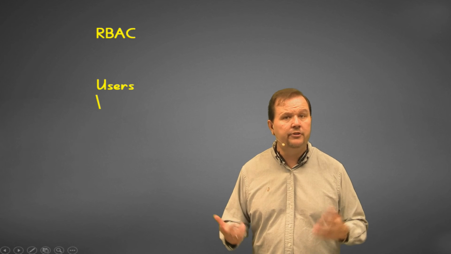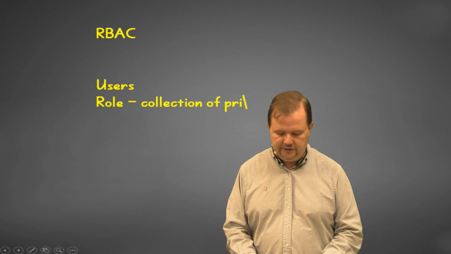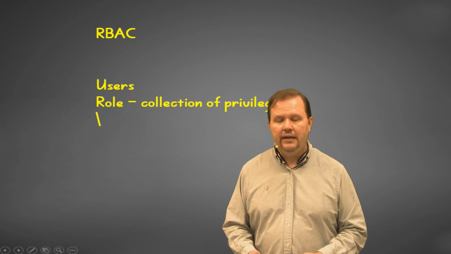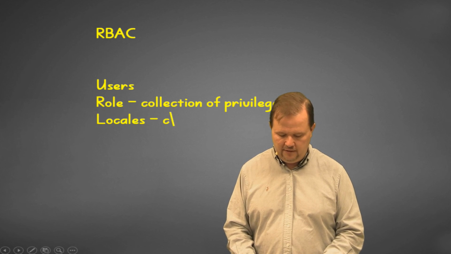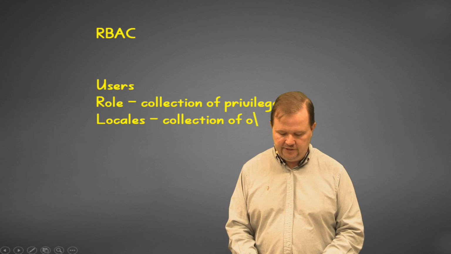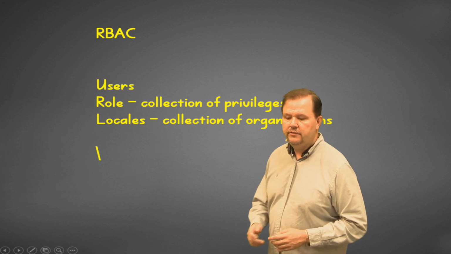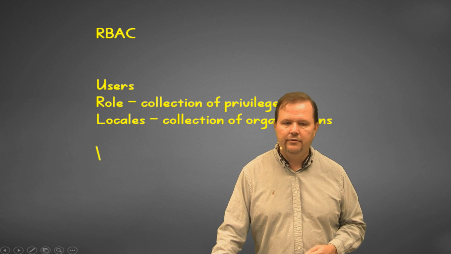When we look at RBAC and ask what really makes up RBAC, there's only really a few components. We have users. We create our users just like we typically do. We have roles, and we know roles are just a collection of privileges. And then we say, okay, great, what else do we have? We have locales, which are a collection of organizations. And that's really all there is to using RBAC inside our Cisco UCS environment.